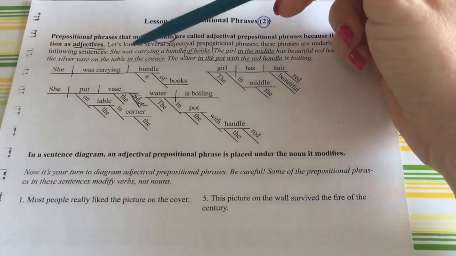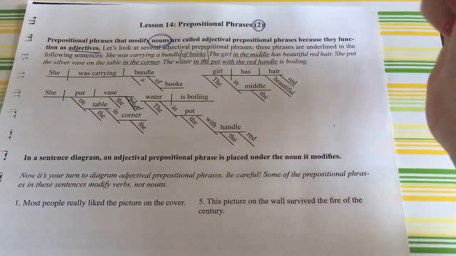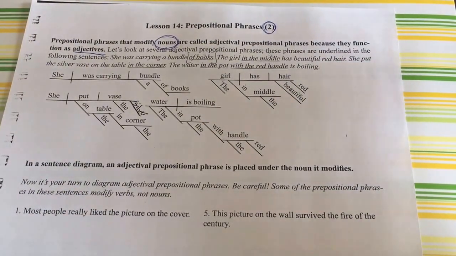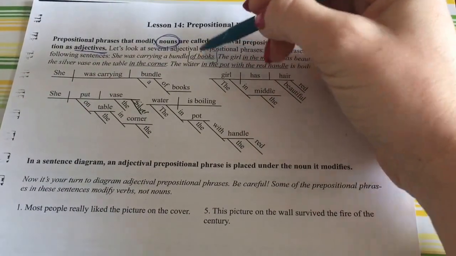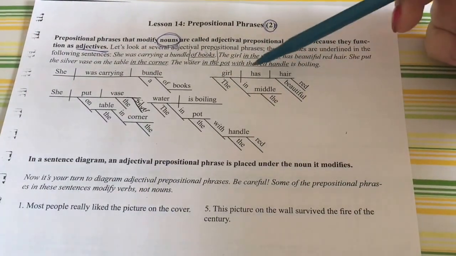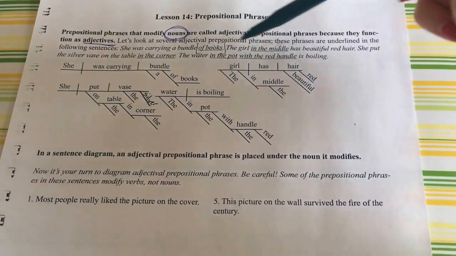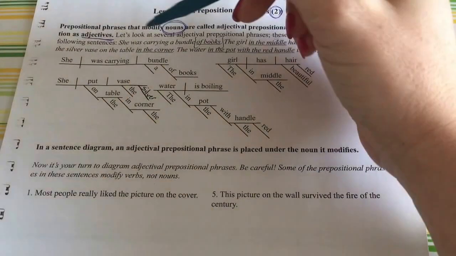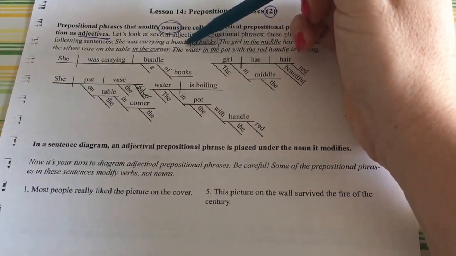So let's take a look at our examples here. She was carrying a bundle of books. Now the first thing, of course, that we want to do is block off the prepositional phrase, because once we have the prepositional phrase blocked off, we know that it's not going to go on the baseline. It is always going to go below the baseline. So that's kind of nice once we block off prepositional phrases and we set them aside and deal with them later.